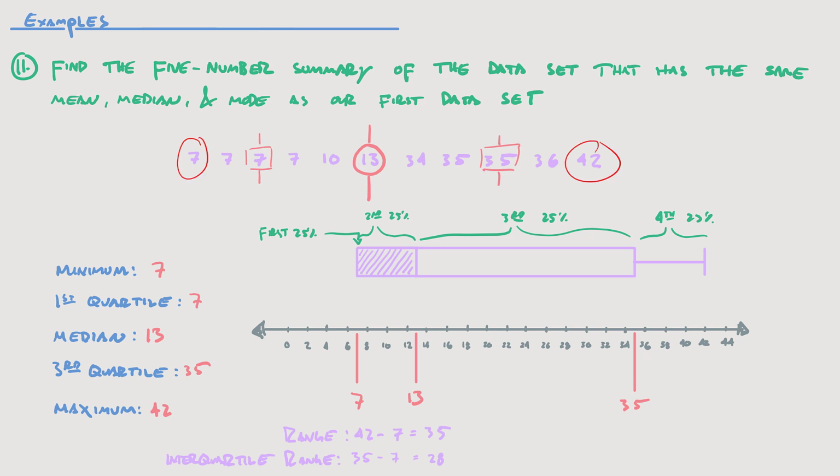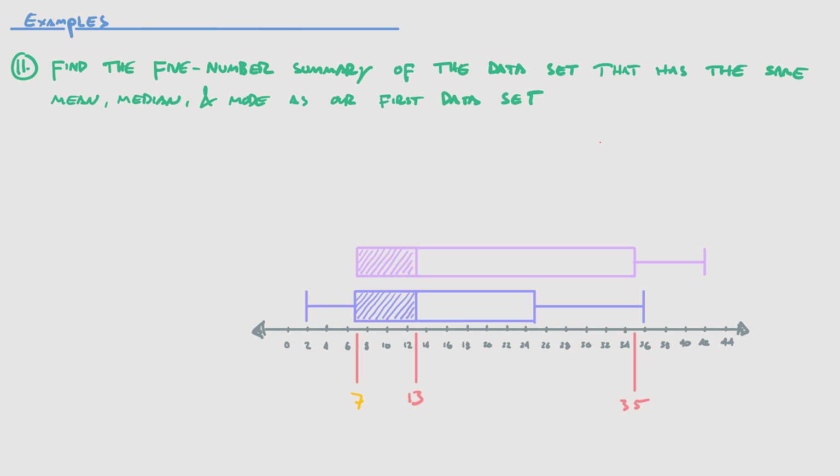But there you go. What we can do now, because we have 2 data sets that have the same mean, median, and mode, but a different spread, is compare them by drawing them on the same number line. I don't know why this is yellow, by the way. That has no significance to any of the other numbers that I labeled. But here you go. We can compare these two things.